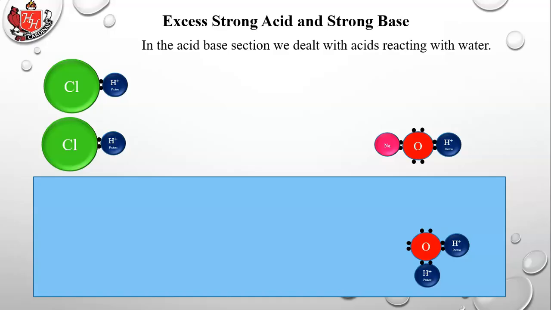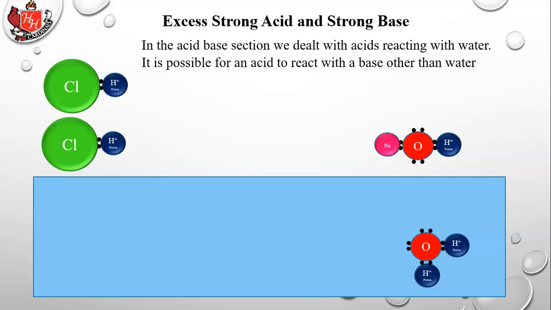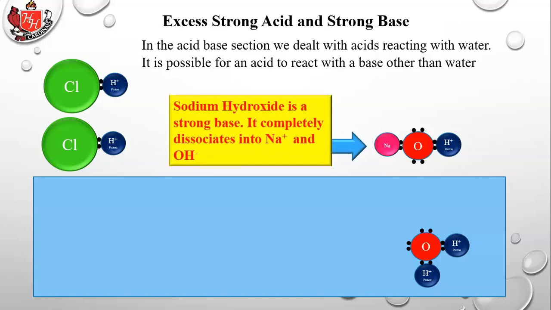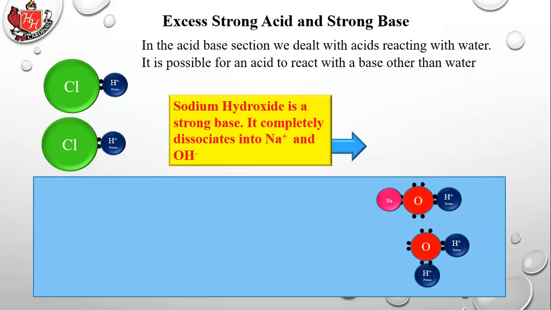So in the acid-base section, we dealt with acids reacting with water. It is possible for an acid to react with a base other than water. So there you have sodium hydroxide. It's a strong base. It completely dissociated into Na and OH-. So we're going to see that in a minute.